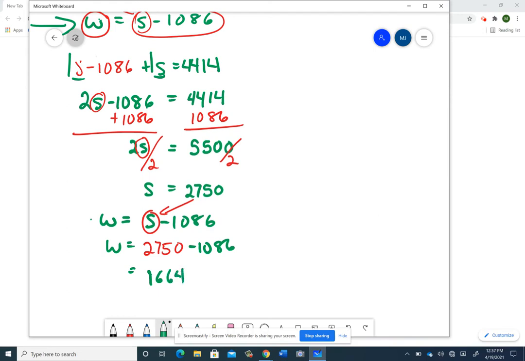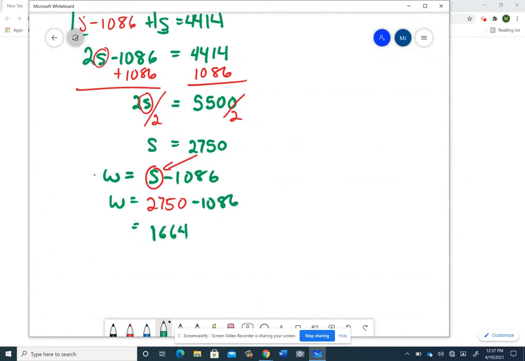All right, and then these were unusual letters, so you might have wondered, well, what am I supposed to write first? Typically, when you don't know the context and you need to write it as an ordered pair, you put them in alphabetical order. So I'll just do that. So we had 2750 and 1664 for the W. Okay.